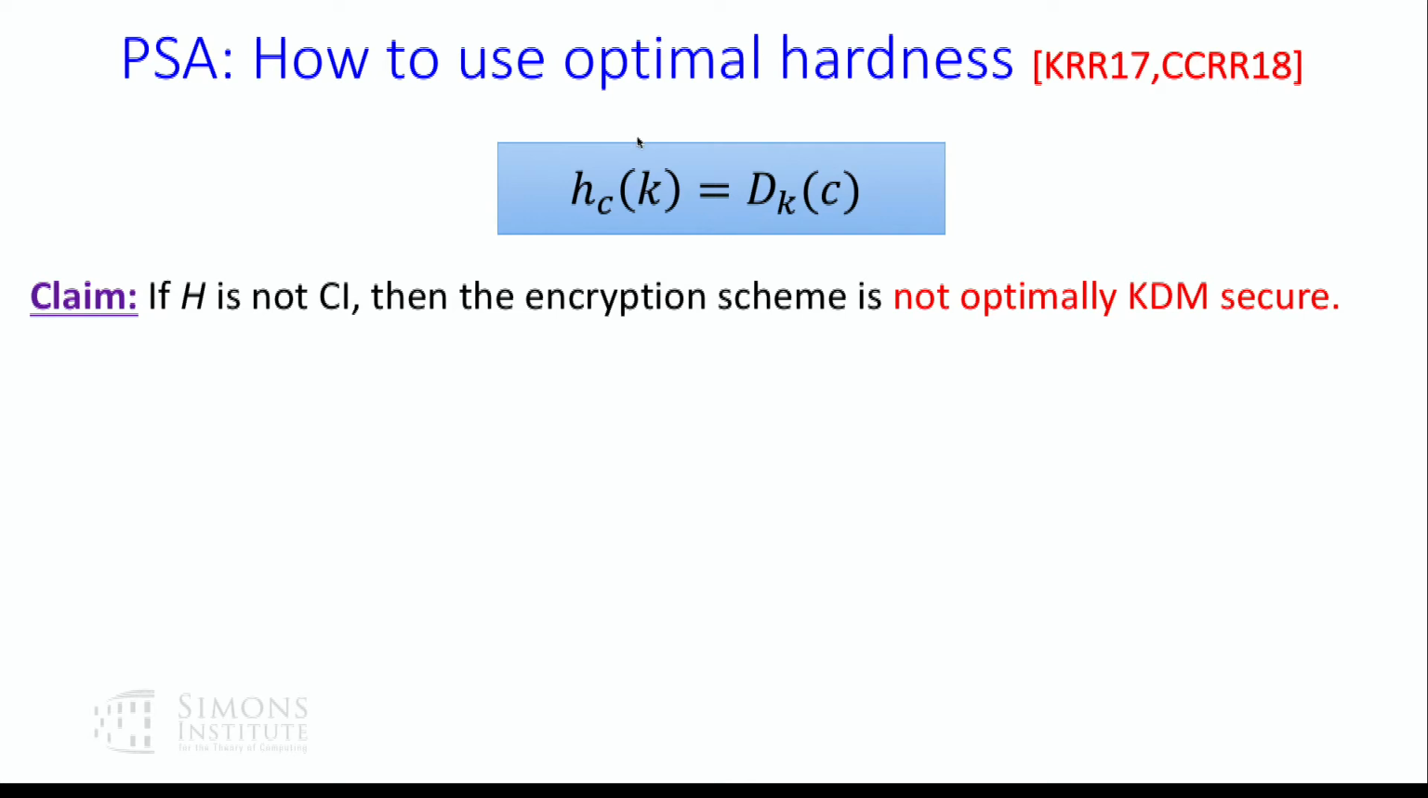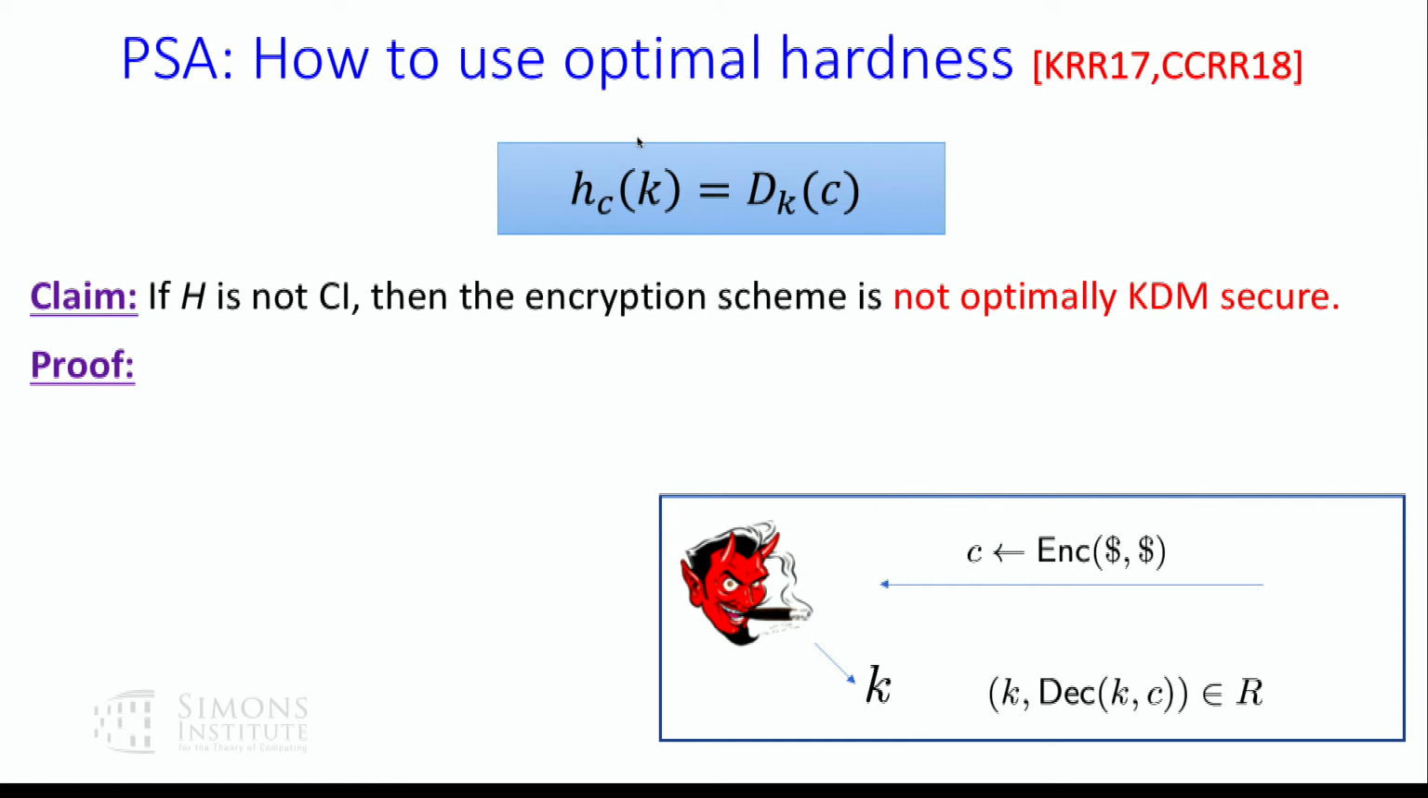So we want to argue that if this hash function is not correlation intractable, then there's something wrong with the encryption scheme, meaning that it's not a perfect encryption scheme. So how's it going to work? Here's the reduction. It's sort of the only thing, one of the only things you could think of.